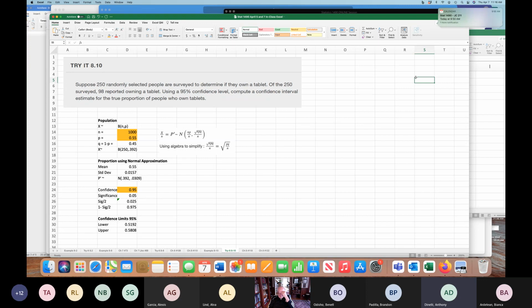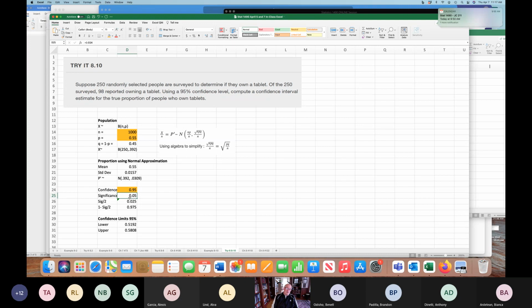I'm still a little confused where you got the sig-2, like the 0.025 and the 0.975. Oh, they give you a confidence level. Every problem says if they're going to want you to calculate a confidence interval, they're going to give you the level at which you want to calculate the confidence, right? They give that to you.